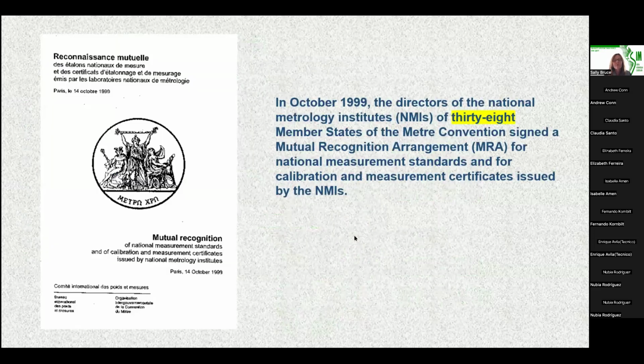Back in October of 1999, the directors of National Metrology Institutes of the 38 member states of the original Meter Convention signed a mutual recognition arrangement for the national measurement standards and calibration and measurement certificates issued by the National Metrology Institutes.